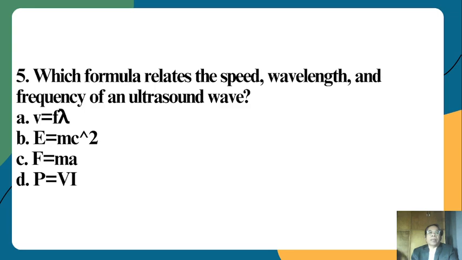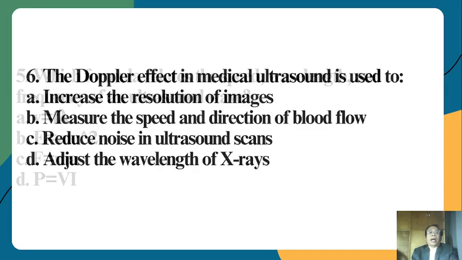Number 5. Which formula relates the speed, wavelength, and frequency of an ultrasound wave? Letter A. v is equal to f times wavelength. B. E is equal to mc squared. C. F is equal to ma. D. P is equal to vi.